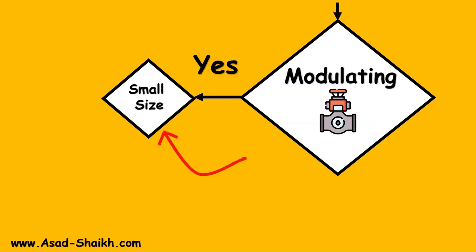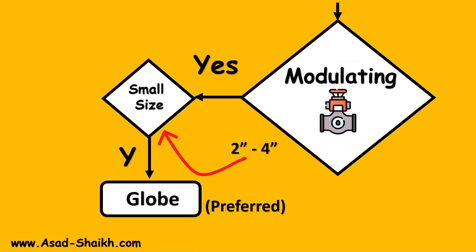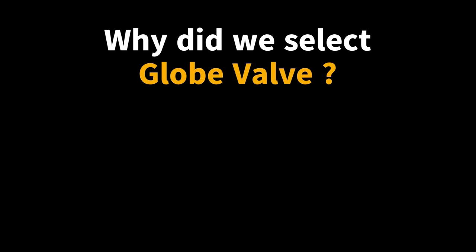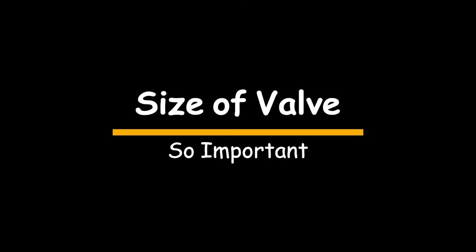Now a small size means around the range of, you can say, 2 inches to 4 inches. Then you need to go for one of the preferred valves, which is going to be the globe valve here. If the size is larger, then we need to look for more considerations. But wait, why did we go for a globe valve here, and why is size such an important criterion?